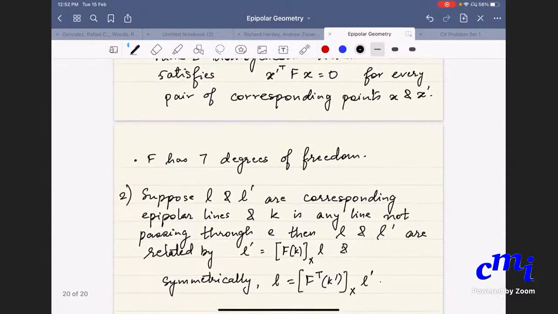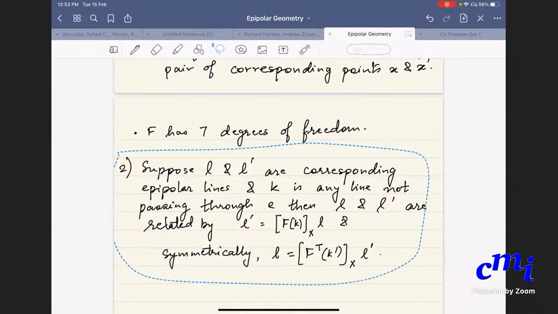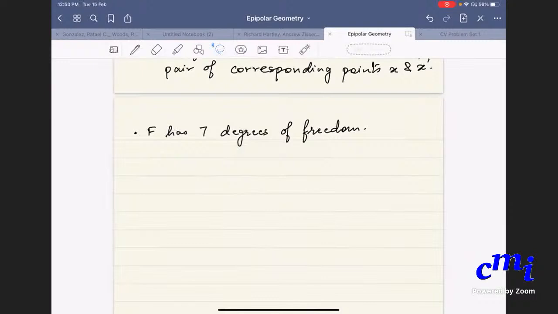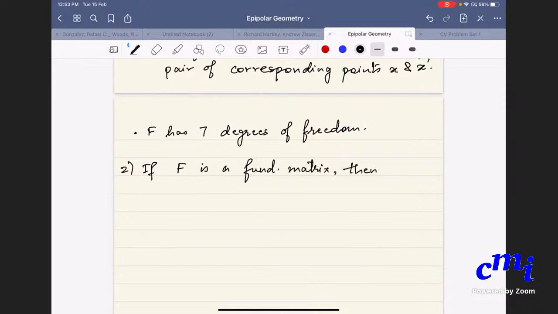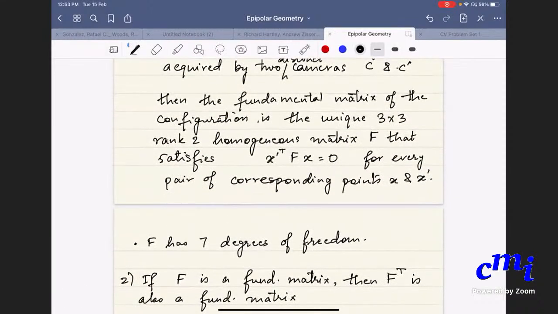then F transpose is also a fundamental matrix. Maybe I should have mentioned that before writing this property. If F is a fundamental matrix, then F transpose is also a fundamental matrix. This follows directly from the definition by just taking transposes on all sides, right? You just take transposes everywhere.